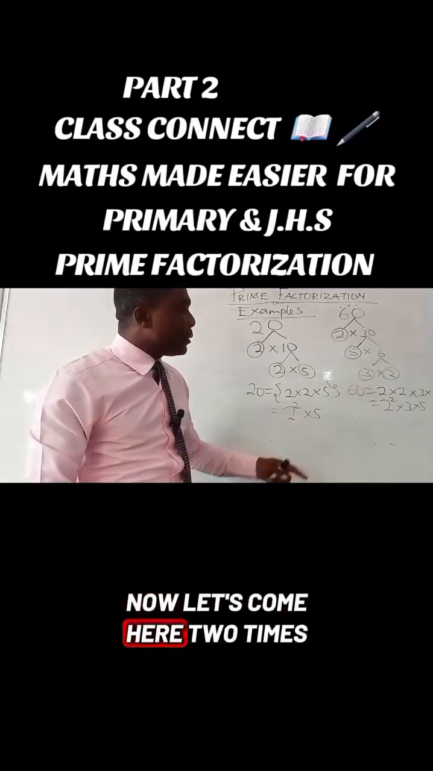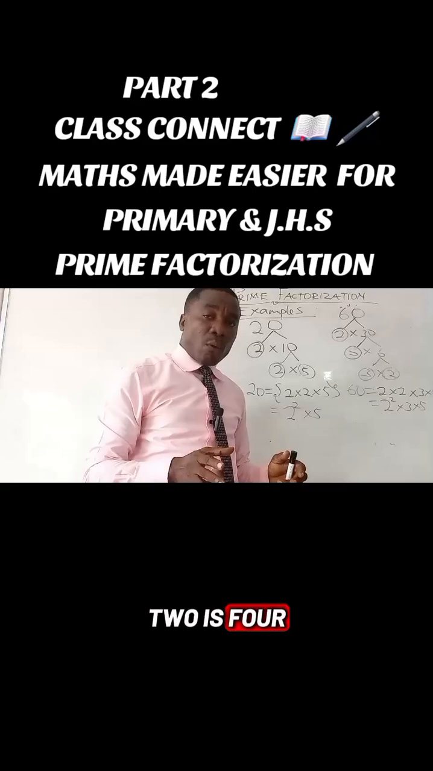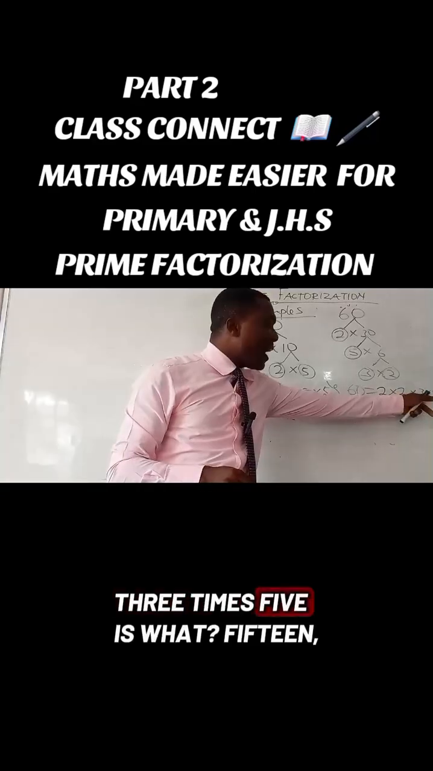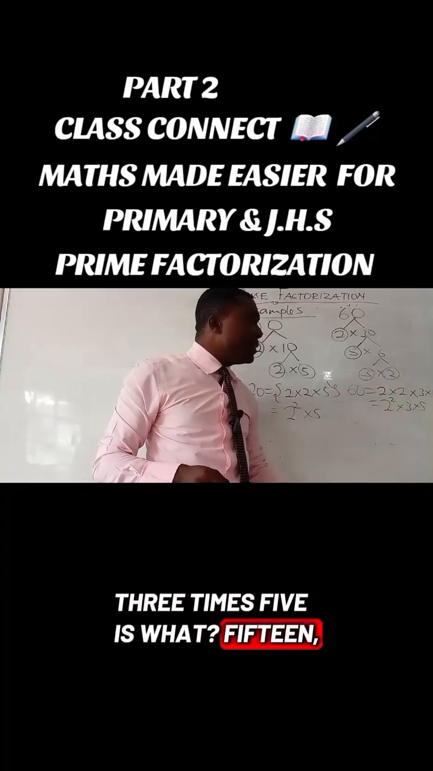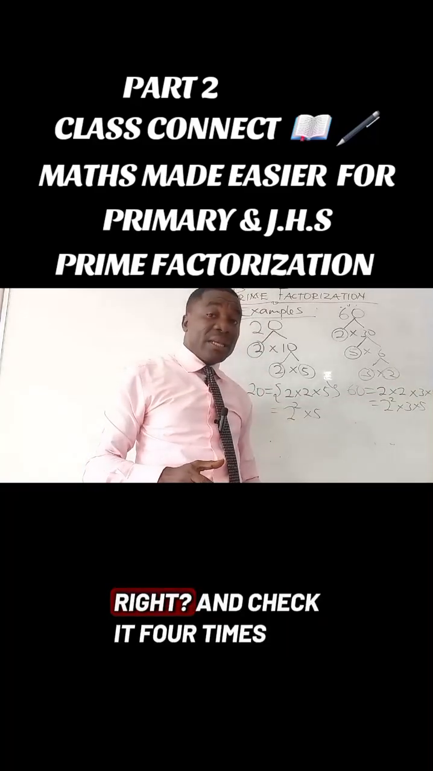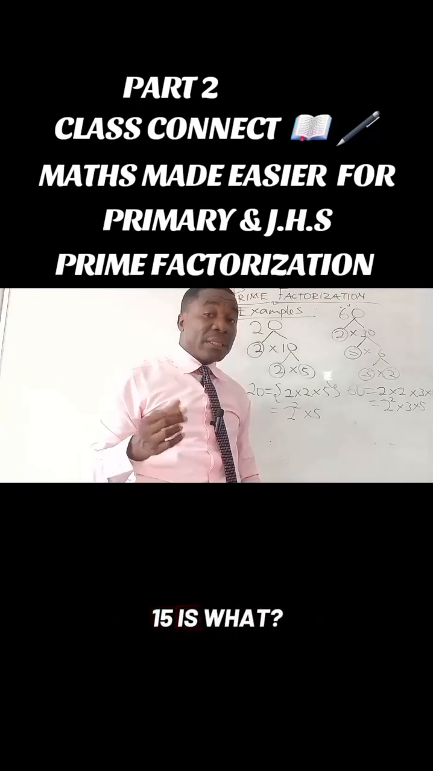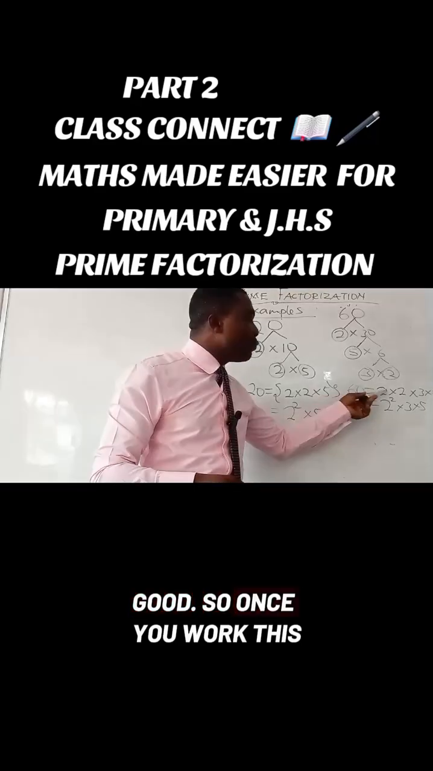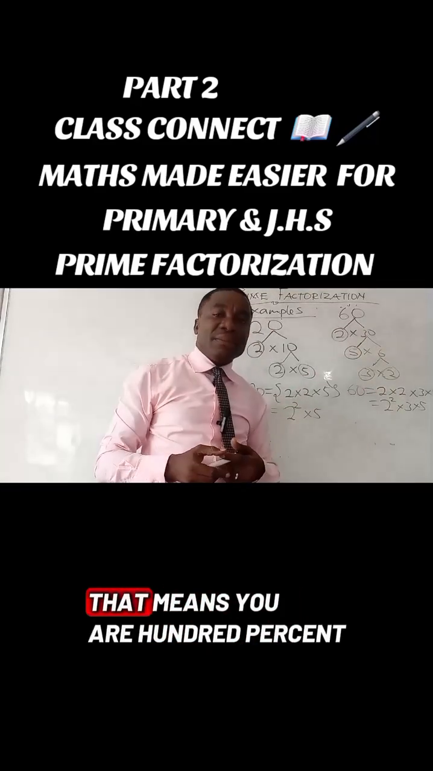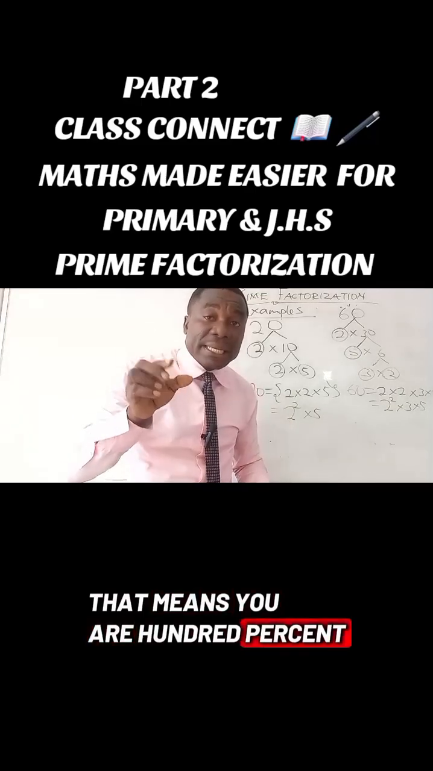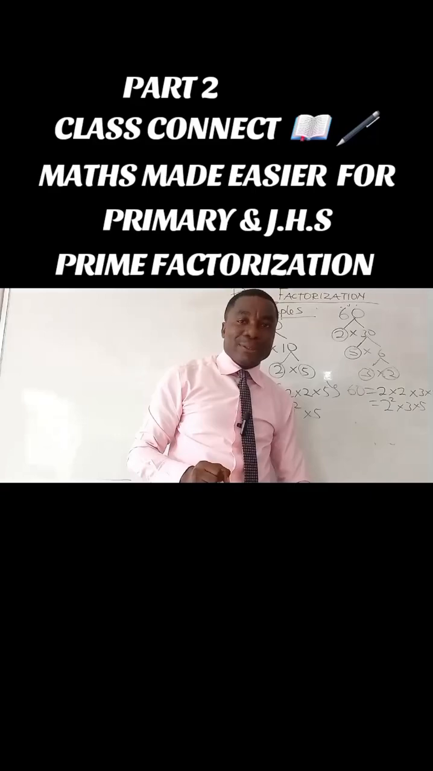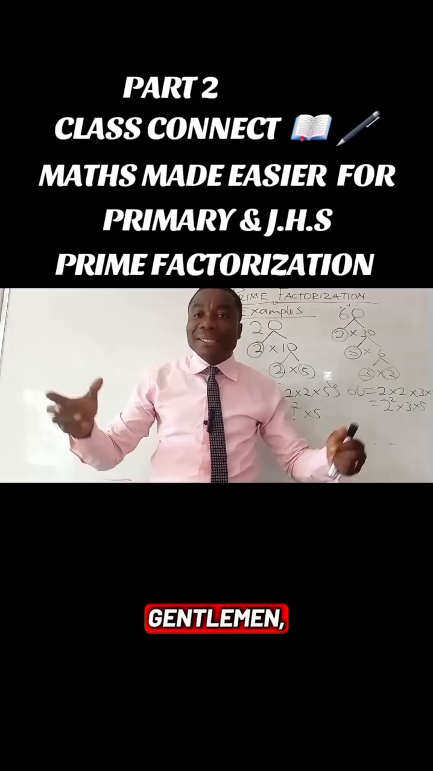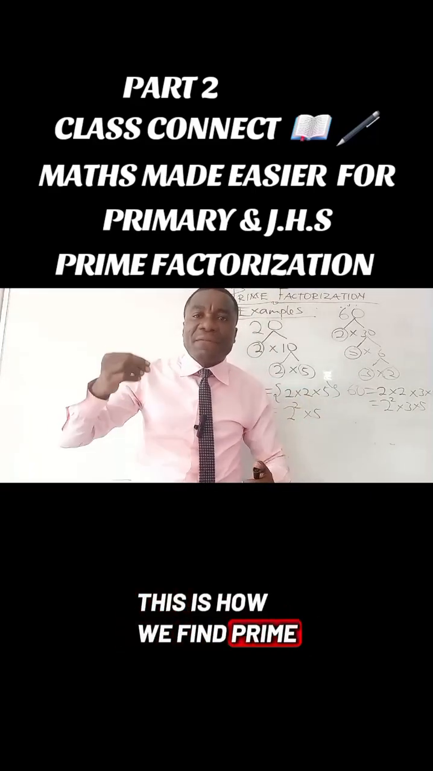Now let's come here. 2 times 2 is 4. 3 times 5 is what? 15. Right? And check it. 4 times 15 is what? 60. Right? Good. So once you work this and it is 60, that means you are 100% correct. So this is how, ladies and gentlemen, we find prime factorization.